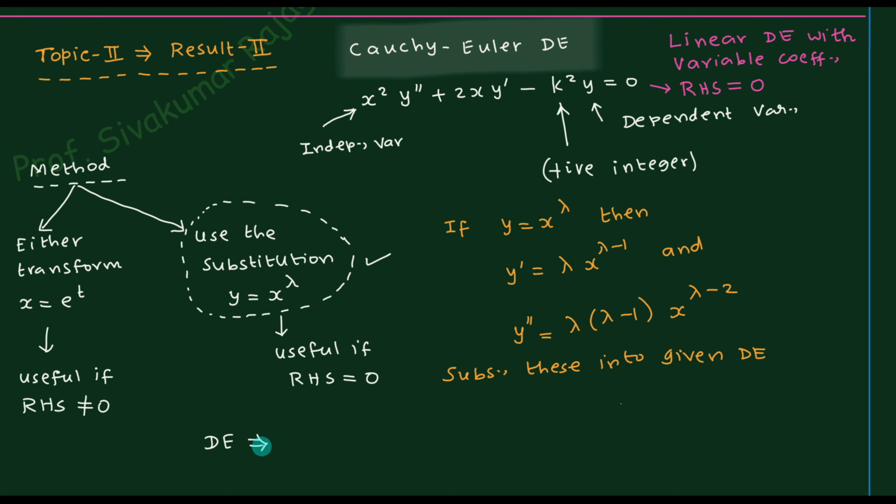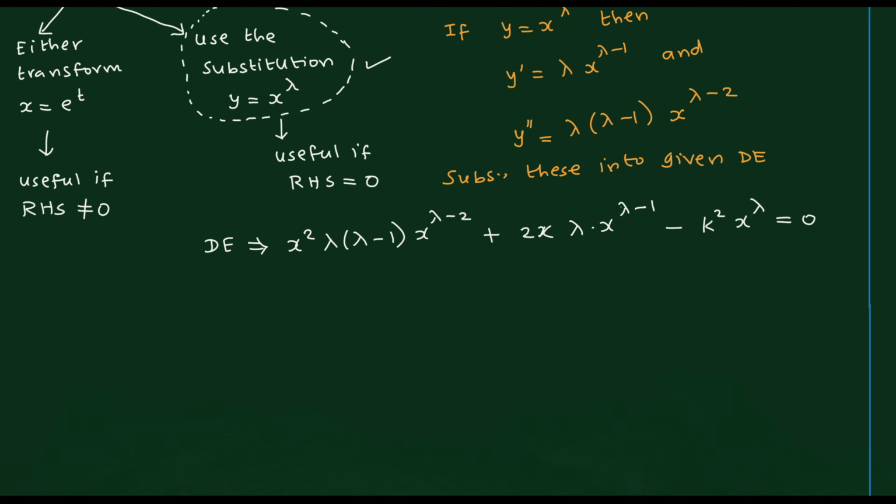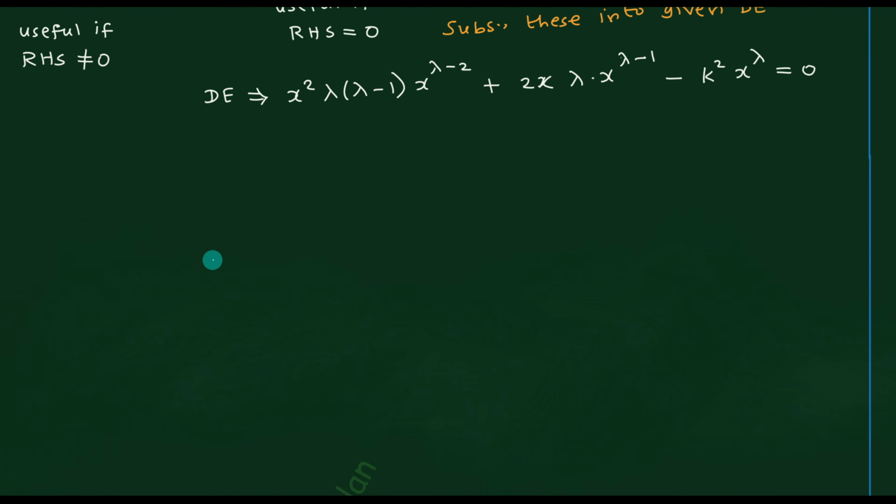So let us substitute. The differential equation becomes x square into lambda times lambda minus 1 into x to the power of lambda minus 2, plus 2x times lambda times x to the power of lambda minus 1, minus k square x to the power lambda equal to 0. And that's all. The rest of the thing is quite simple. Let me take something common and then write down.